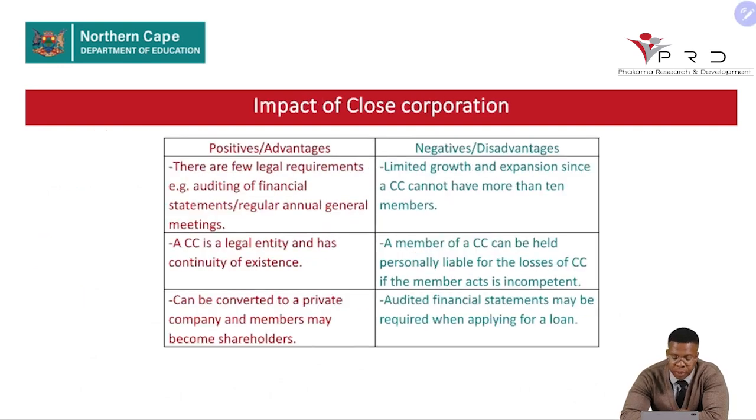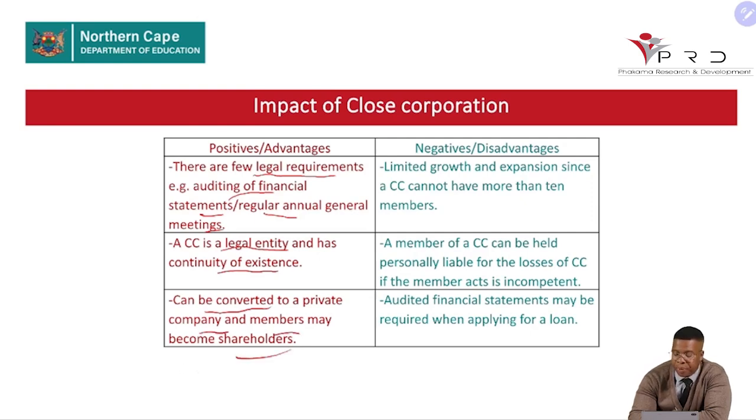Then positives and negatives of the closed corporation. There are few legal requirements, such as the auditing of financial statements or a regular annual general meeting. And a closed corporation is a legal entity and has continuity of existence, and it can be converted to a private company and members may become shareholders.